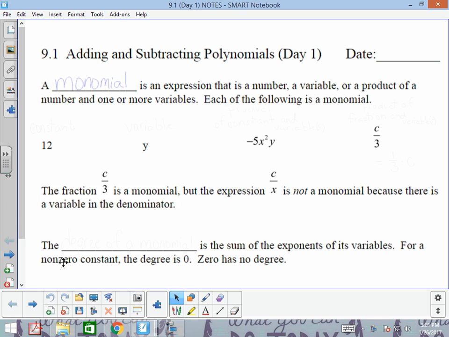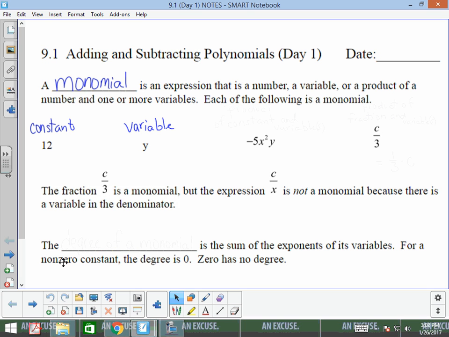So the first one is a monomial. It is an expression that is either a number, a variable, or a product of a number and one or more variables. Each of the following is a monomial. Now this is a number. It's also considered a constant. Okay, the next one, y, that's a variable. It could be any variable, any letter of the alphabet.